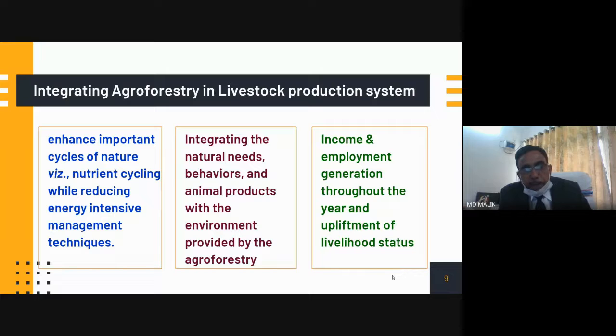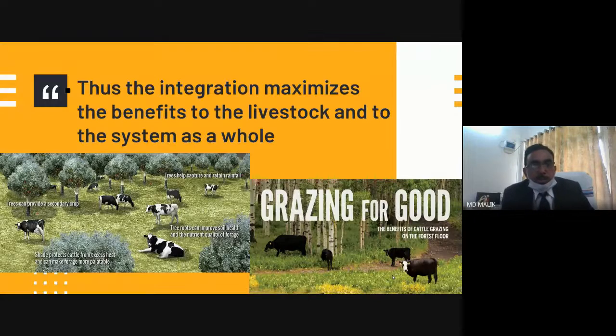It is in Nairobi, Kenya, and even in India there is a separate national agroforestry policy. That policy helps the farmers in an eco-friendly way, and farmers' problems have been solved through this national agroforestry policy. Even in the budget the day before yesterday, it is mentioned that agroforestry must be approached, because it provides employment generation throughout the year, upliftment of livelihood status and income generation also. So these things are very important.